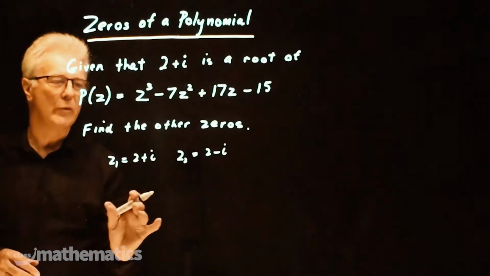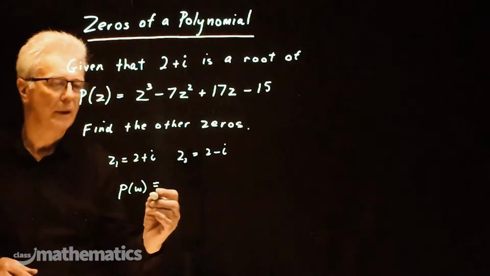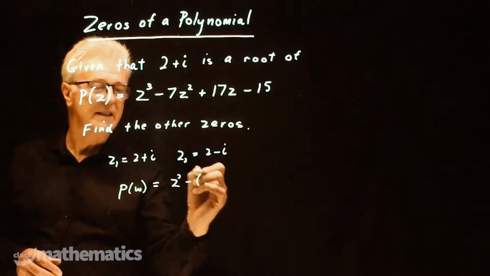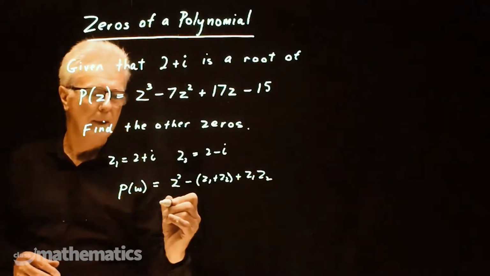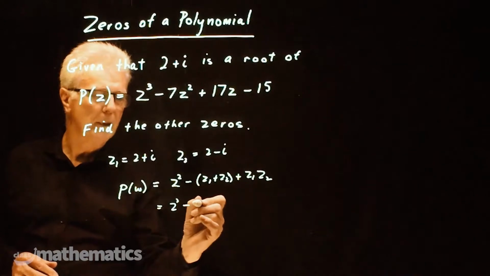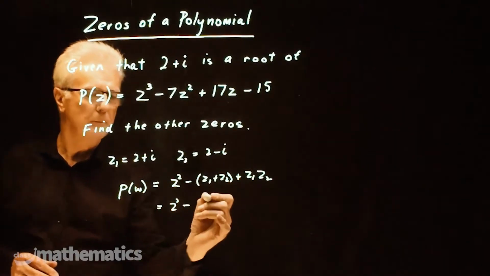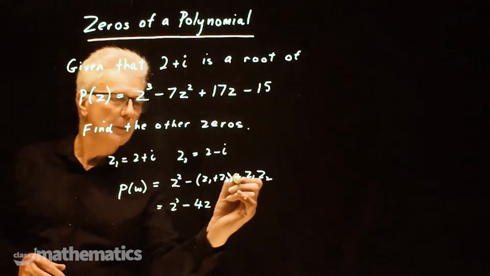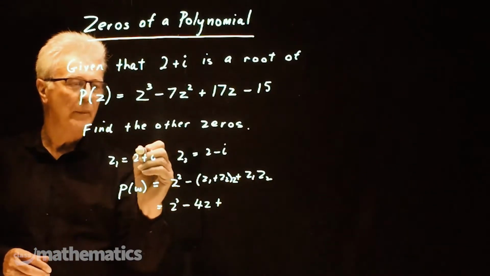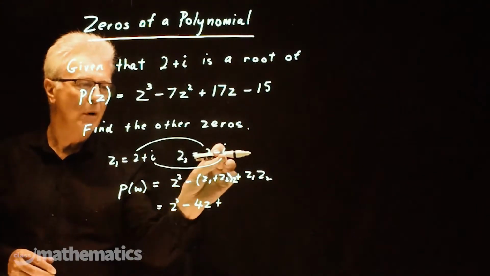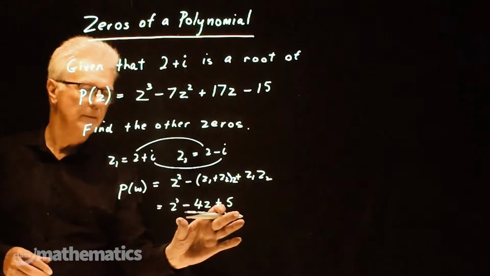Now what we can do is form a little quadratic, and we'll call this, I don't know, W or something. That would be equal to z squared minus the sum of these roots, z1 plus z2, plus the product of these roots, z1 z2. If we add these two together, 2 plus i and 2 minus i, that will give me just 4. And the product of these two, 2 plus i times 2 minus i, will be 4, and i times minus i is going to be 1, so the total will be 5. So there is our little mini quadratic.